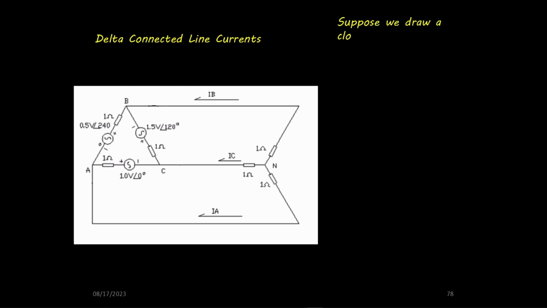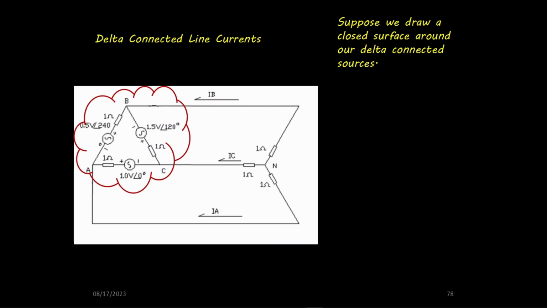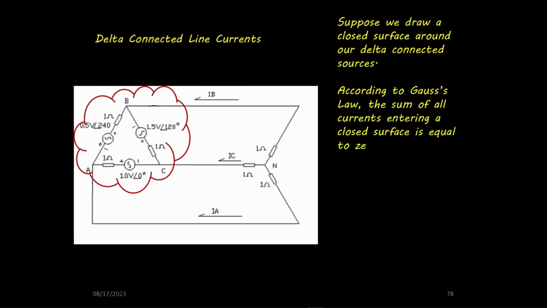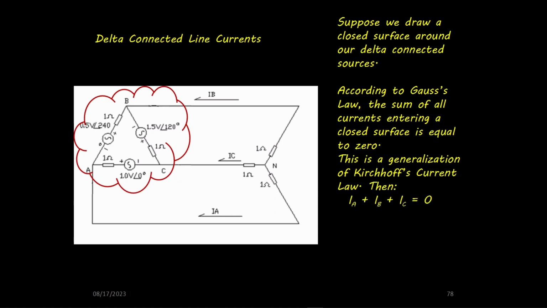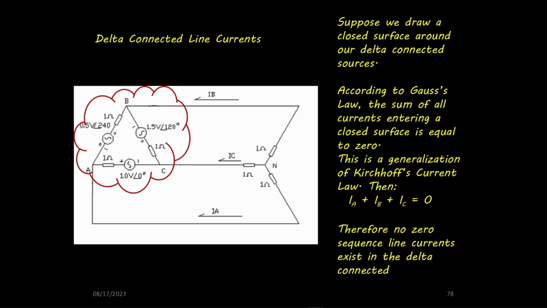Suppose we draw a closed surface around our delta-connected sources. According to Gauss's law, the sum of all currents entering a closed surface is equal to 0. This is a generalization of Kirchhoff's current law. Then, IA plus IB plus IC equals 0. Therefore no zero-sequence line currents exist in the delta-connected circuit.